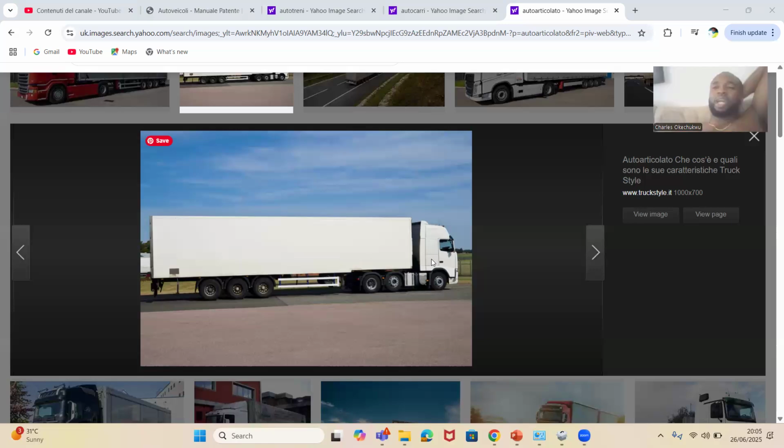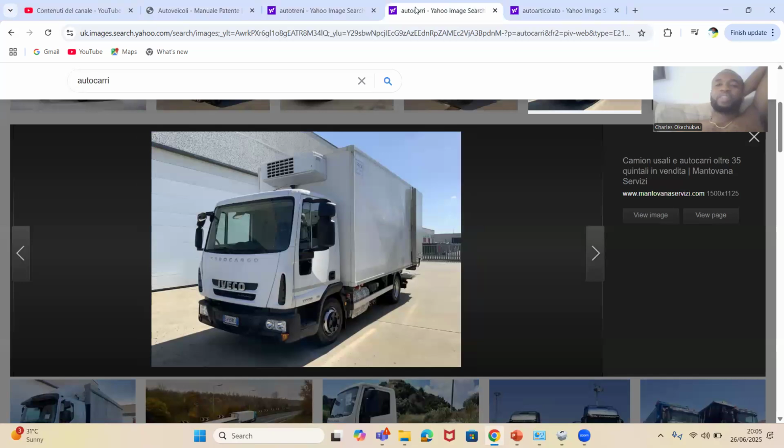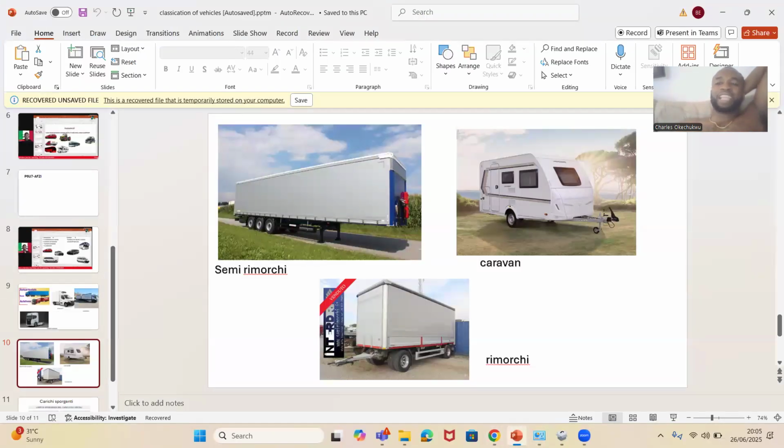An autoarticolato is a trattore stradale or a motrice carrying a semi-rimorchio. See, student, this is very important. I won't lie to you. Very, very important. All right, let's continue. Okay, so we have seen something very important. Now let's go back to my wonderful slide I prepared for us. So we have seen semi-rimorchio.